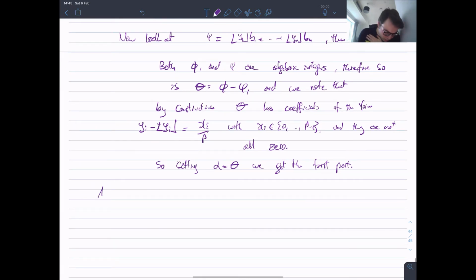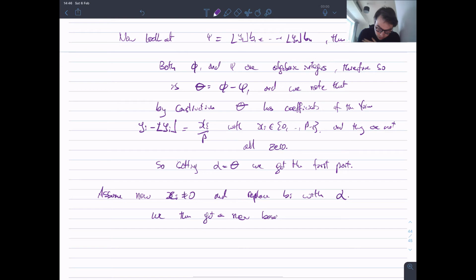So assume now, say xi is different from 0. I know not all of them are 0, so one of them is nonzero. And replace, it doesn't matter which one, say bi with alpha. We then get a new basis, B primed, again consisting of algebraic integers, because alpha is an algebraic integer by construction.